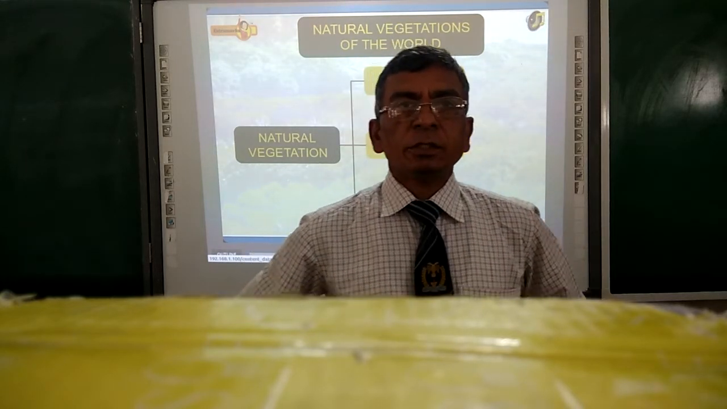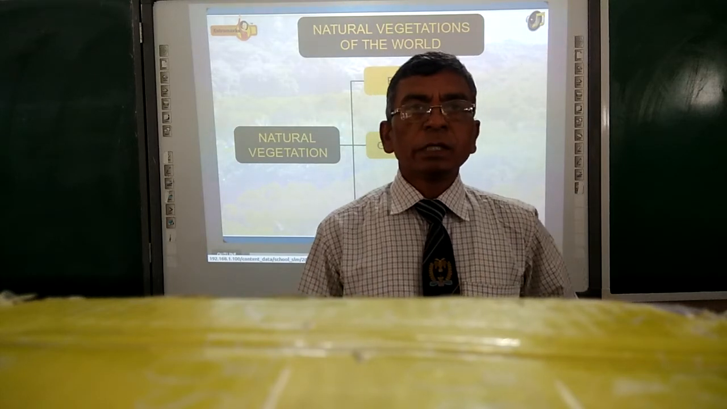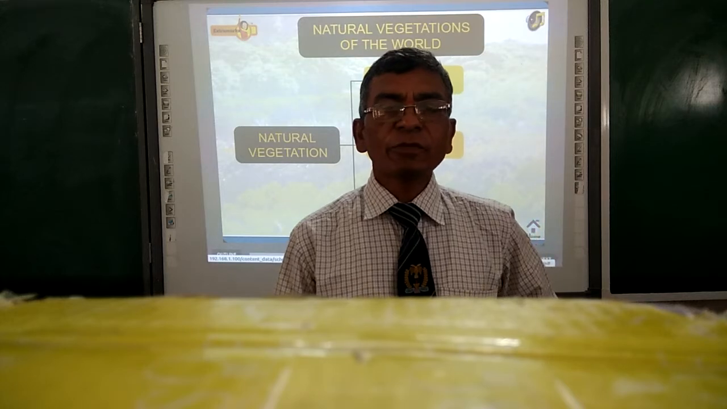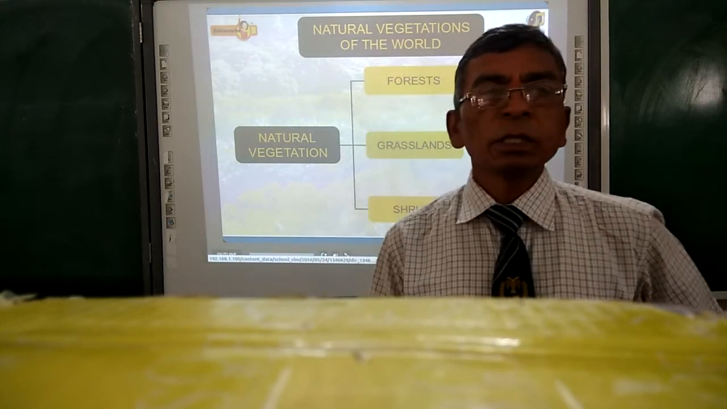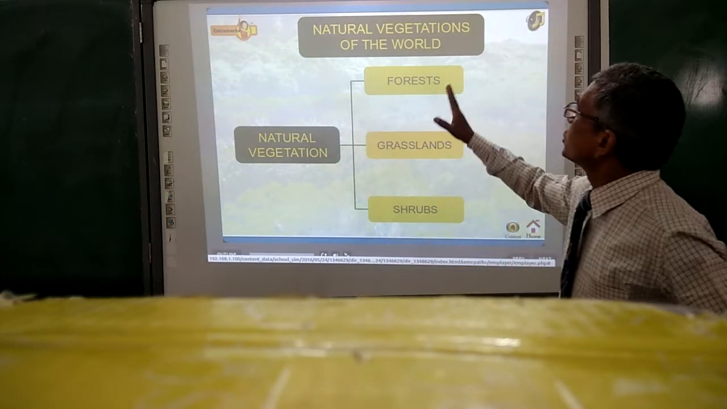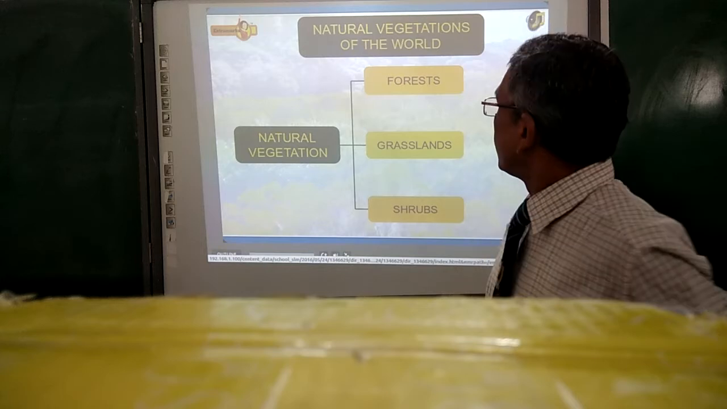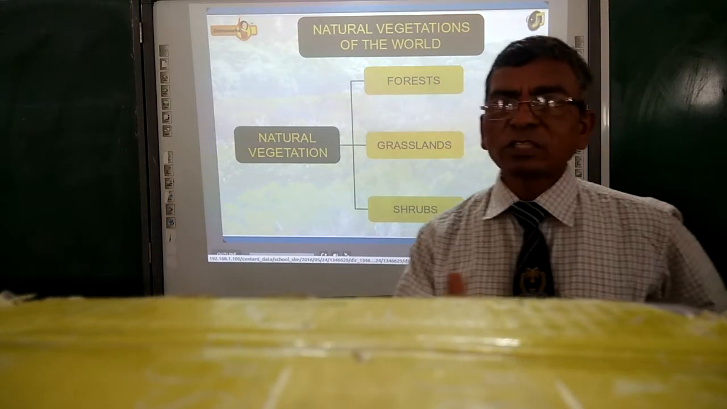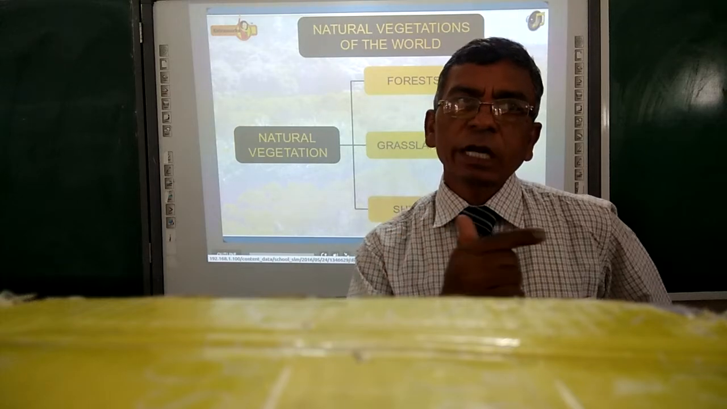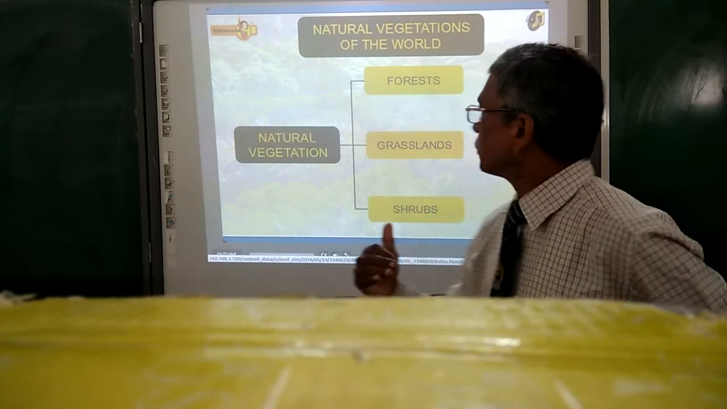Today in this class, we will continue with the previous chapter, that is natural vegetation. Now we will discuss the classification of vegetation. Look here, the natural vegetation of the world. Last class I told you about India, about evergreen and deciduous. We'll continue later.